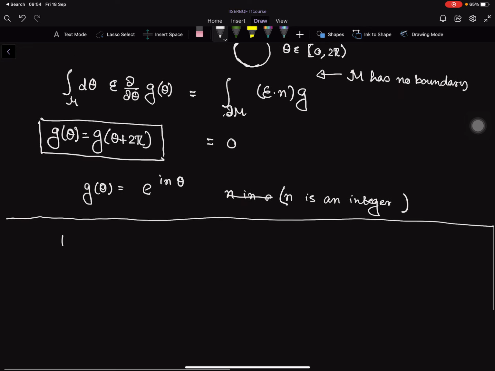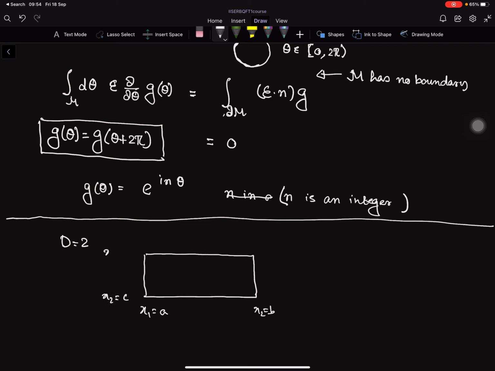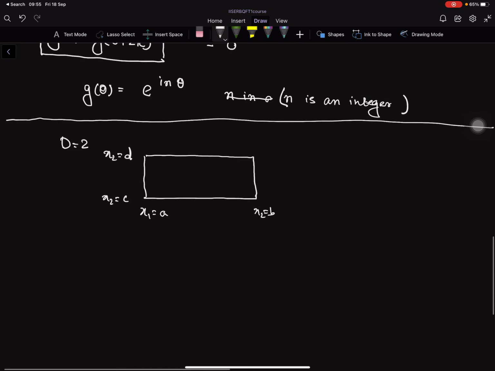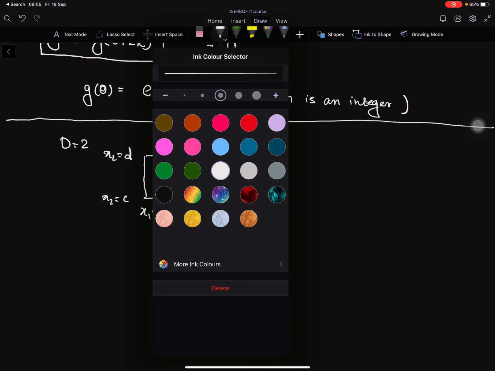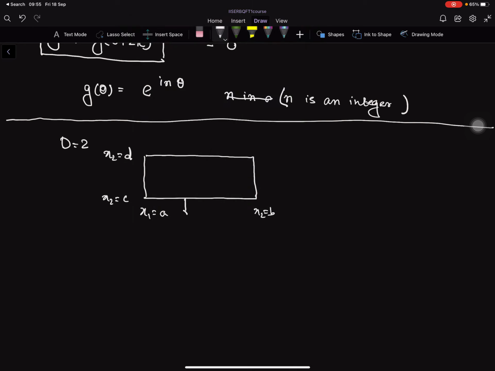Let's now do a two-dimensional example. So let's say now you have a two-dimensional example here, which we did already, which is x1 equal to a to x1 equal to b, and x2 equal to c to x2 equal to d. Again, the point is that you see that the outward normal here is in this direction, whereas the outward normal on the other boundary is in this direction. Similarly for the x2 variable.